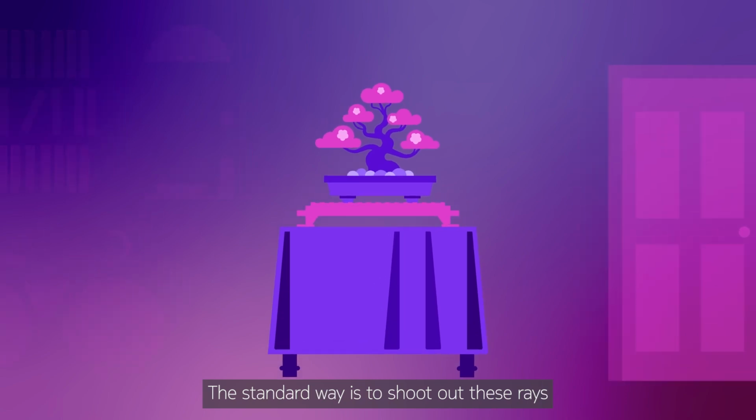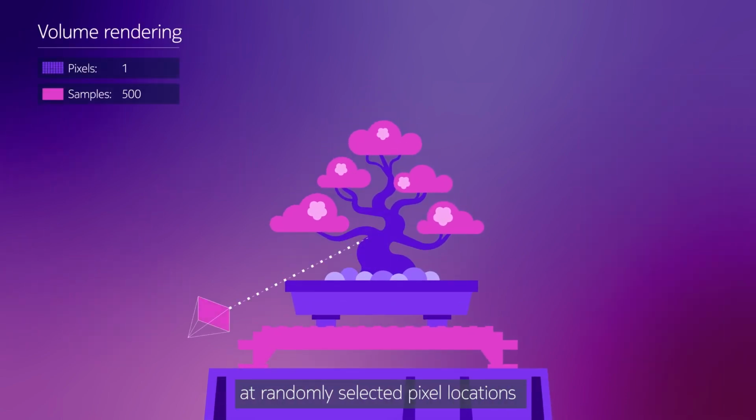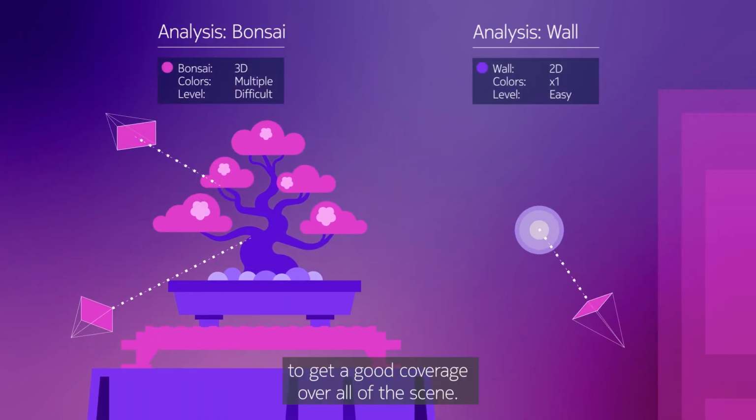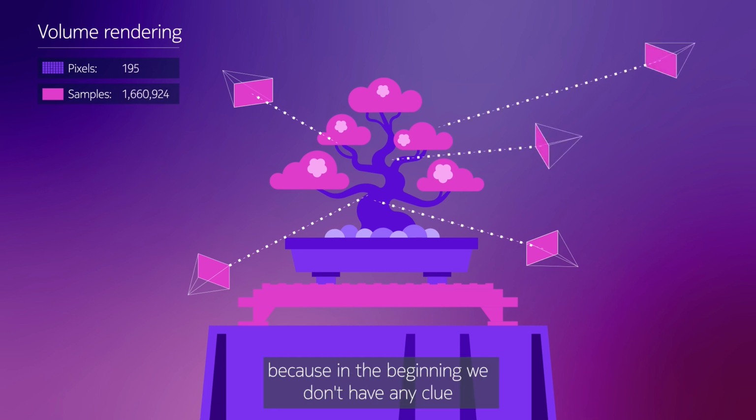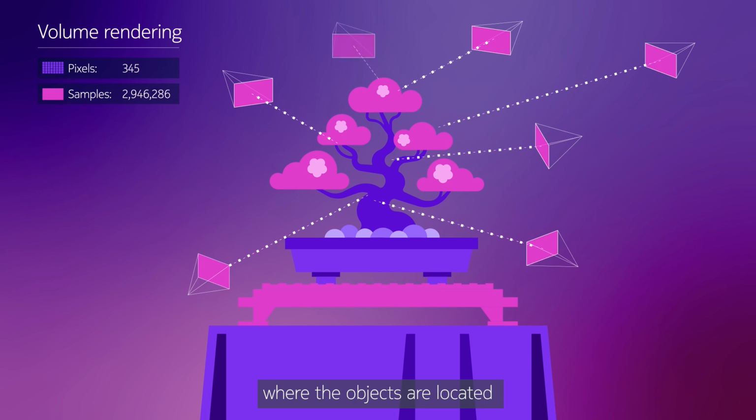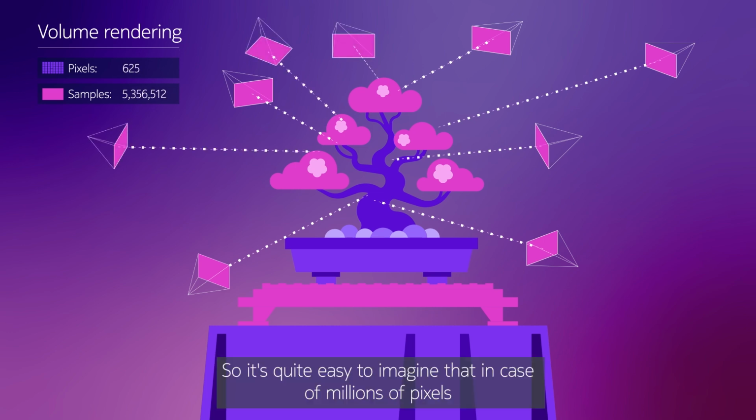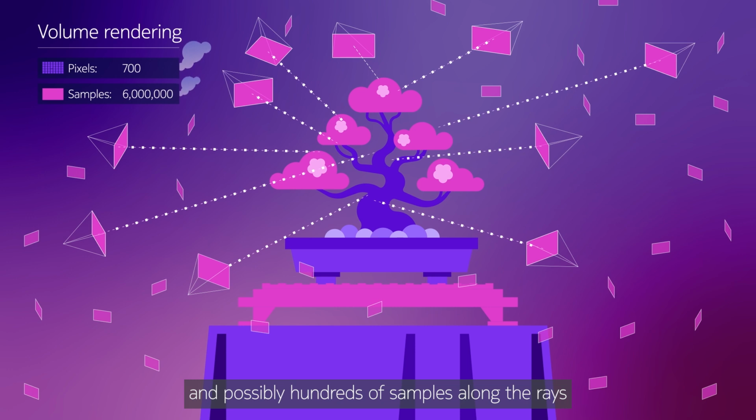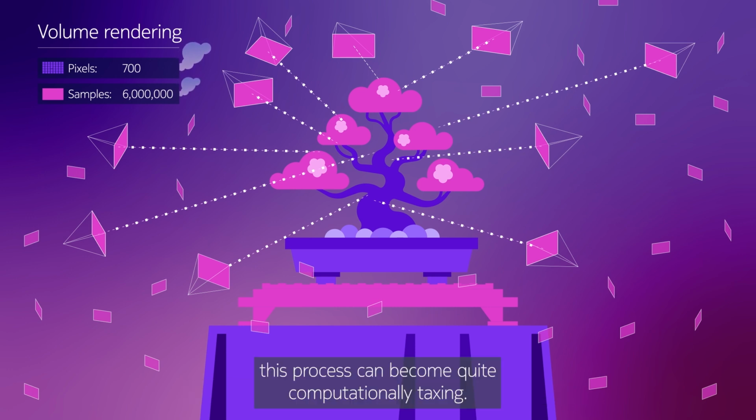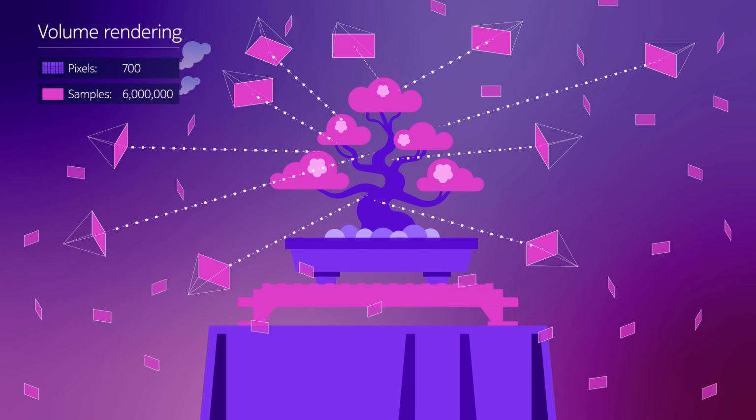The standard way is to shoot out rays at randomly selected pixel locations to get a good coverage overall of the scene. We have to place these 3D point samples quite densely along the ray, because in the beginning we don't have any clue where the objects are located or what color they are. So it's quite easy to imagine that in the case of millions of pixels in high resolution images and possibly hundreds of samples along the rays, this process can become quite computationally taxing.